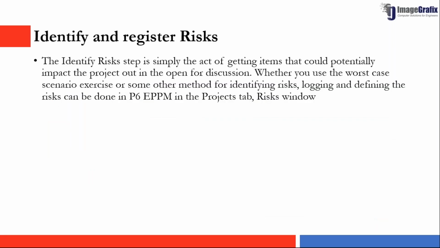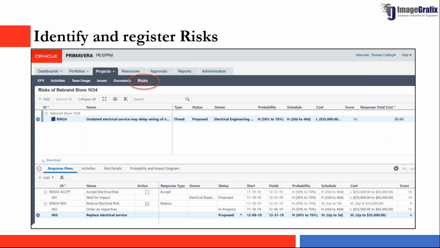So, identifying the risk. We have seen multiple tools and techniques that are used for identifying risk. Once we have identified these risks, we will capture them in the risk registry. In this risk registry, we will capture the cause, the effect, what type of risk it is, whether it is a threat or an opportunity, what the probability of this risk occurring is, what schedule impact it has, and what cost impact it has.